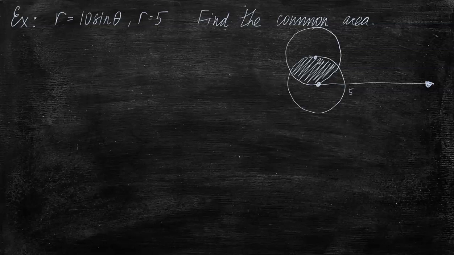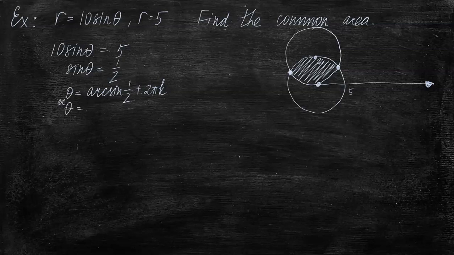Now, we will definitely benefit from figuring out these two points of intersection. So let's go ahead and do that first. Let's set R1, which is 10 sine theta, equal to R2, which is just 5. So sine theta is equal to 1/2, which means one set of solutions is arcsine of 1/2 plus 2 pi k, and the other one will be pi minus arcsine 1/2 plus 2 pi k.